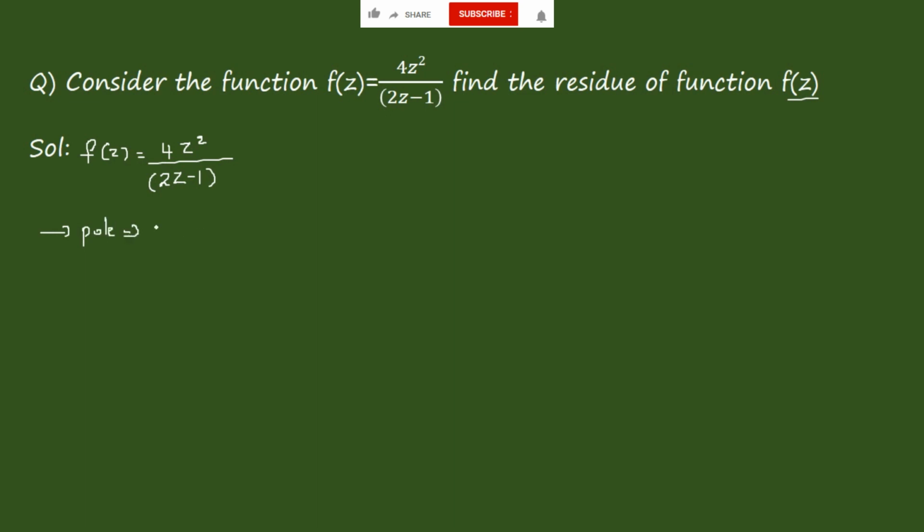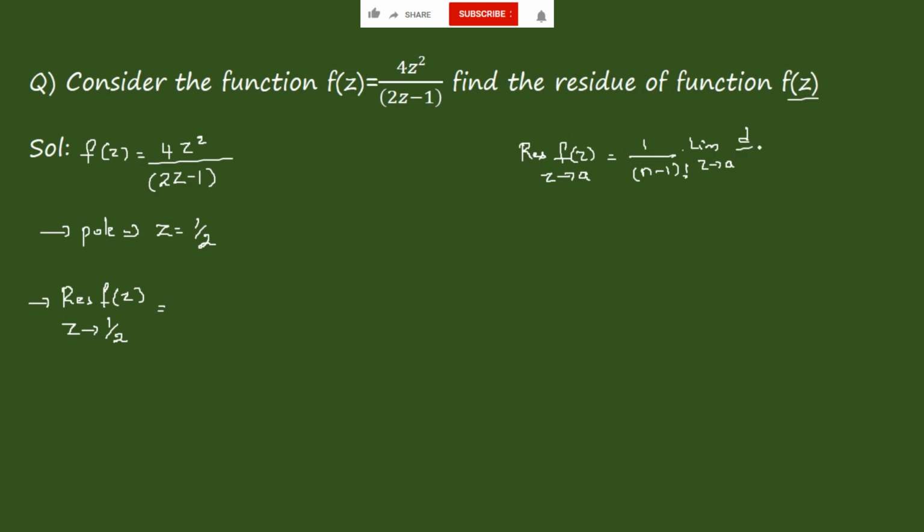We have one pole at z is equal to 1 by 2. So we define the residue of f of z at z tends to 1 by 2. We know the formula: residue of f of z at z tends to a is equal to 1 by n minus 1 factorial into limit z tends to a d by dz n minus 1 times of z minus a into f of z.